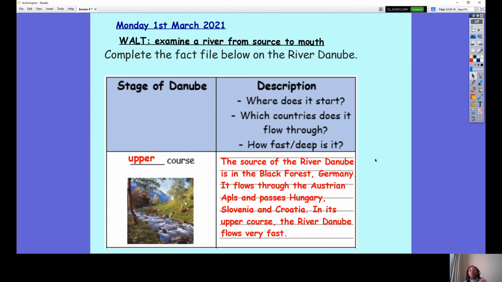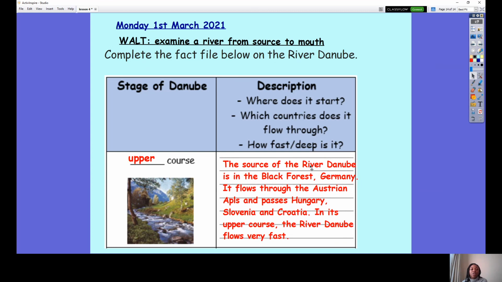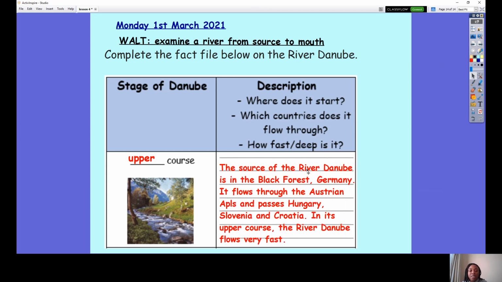Okay, so just like that, you are going to complete it, but you need to do it for the upper course, middle course, and the lower course of the River Danube. Okay, if you have the sheet, you can do it on the sheet. Otherwise, just write it down on a spare piece of paper and then upload it onto Seesaw.